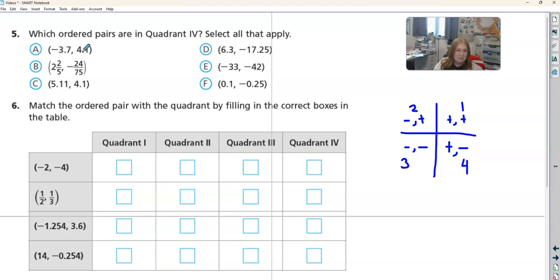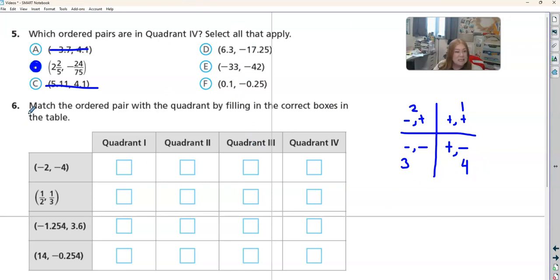So this one's negative, positive. That's backwards. Positive, negative. That one looks good. This one's positive, positive. Nope, that one's not it. So I'm going to have you go through D, E, and F. We're looking for positives, then negatives. So can you find the other 2 that are true in quadrant 4?